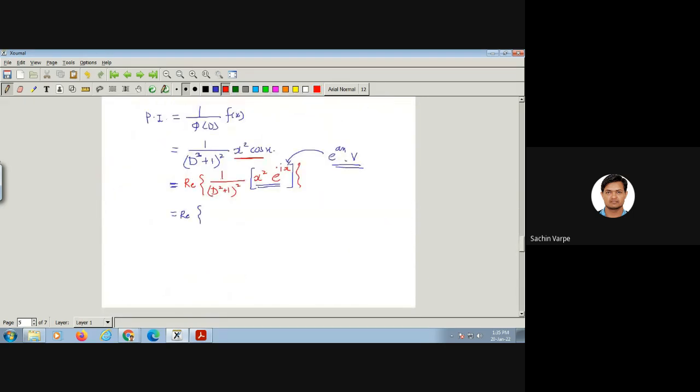We write the exponential function outside the operator and immediately we replace this d by d plus a. What is a here? Hello, what is a? A is not 1. It's I. See, I here. e raised to Ix. So replace d by d plus I: (d plus I) square plus 1 the whole square, and that is operated on x square.